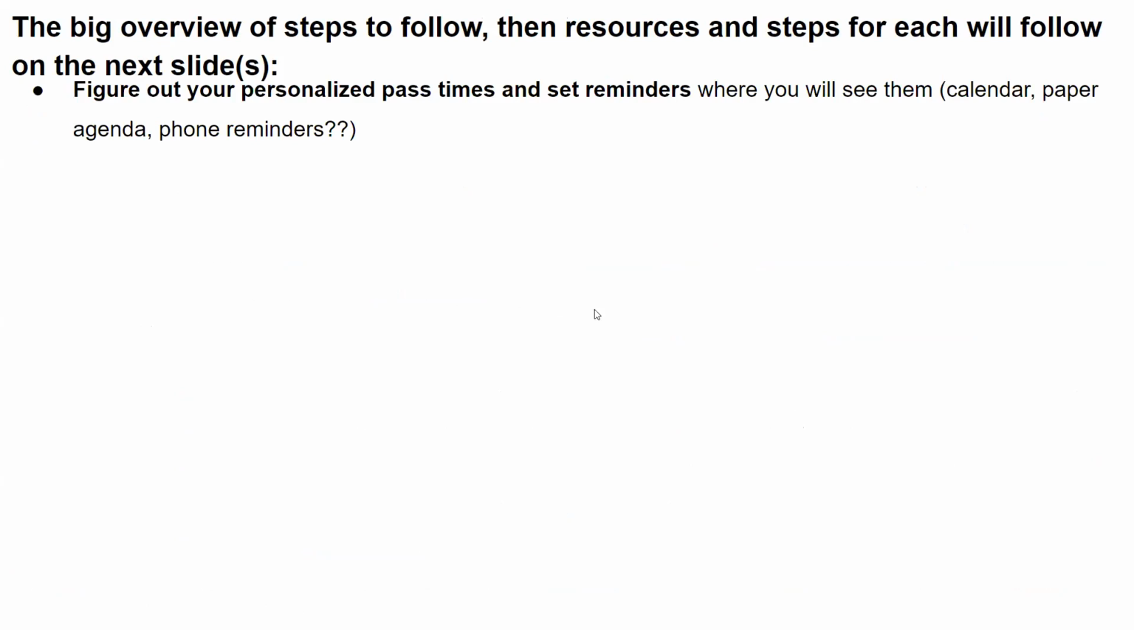So your first thing you're going to want to figure out is your personalized pass times and set reminders where you will see them, right? Maybe you're a paper calendar person, maybe you are a Google Calendar person, maybe you just like to use reminders on your phone. Don't recommend writing stuff down in your hand like we used to back in my day.